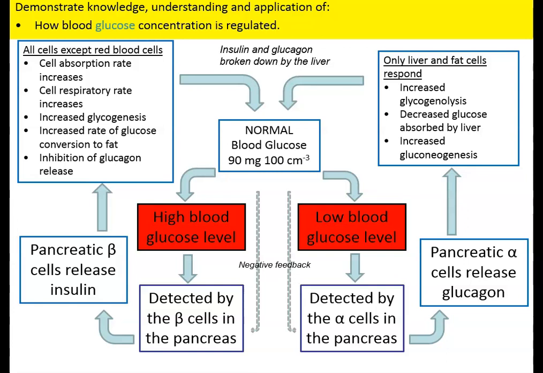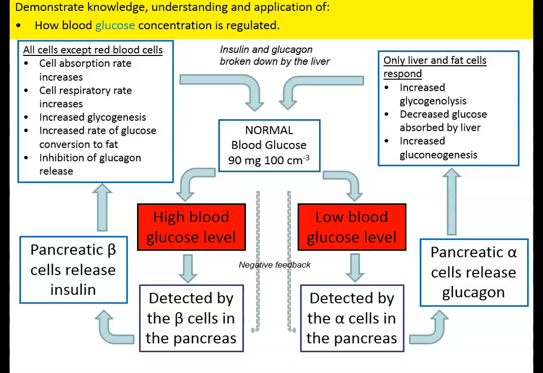We also have increased glycogenesis, so the production of glycogen in the liver from glucose. That's mainly in the liver, although we do have some in the muscle cells themselves. We also have an increased rate of glucose conversion to fat, and we get inhibition of glucagon release. So we're stopping glucagon from being released. Now, all of this will therefore reduce the concentration of blood glucose and it will return back to normal.